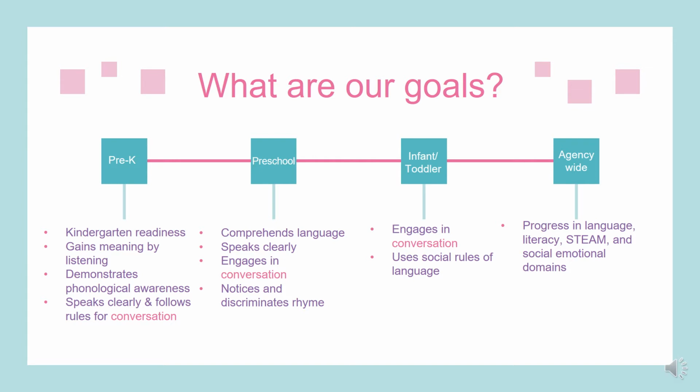So just as a reminder, for pre-K, we're looking for kindergarten readiness. We're expecting children to gain meaning by listening, demonstrate phonological awareness, and speak clearly and follow rules for conversation. For preschool, we're looking for children to comprehend language, speak clearly, engage in conversation, and to notice and discriminate rhyme. And for our youngest students, our infants and toddlers, we're expecting them to engage in conversation as well as use social rules of language.